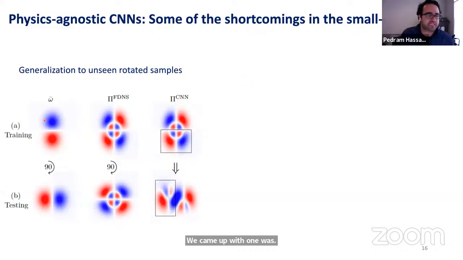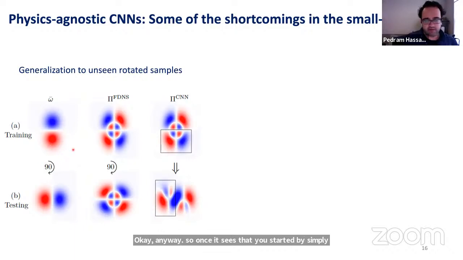So we started by doing a simple experiment, which is we generated a dipole that is shown here. The dipole would just move around, and we can calculate the filtered DNS of this and train a CNN, and the CNN would work pretty well. But let's say that we look at a sample that is rotated by 90 degrees. Now, probably you and I look at this and say that the pi term should also be rotated by 90 degrees. We know some of the properties of the subgrid scale term. On the other hand, if you put this into the physics-agnostic CNN, it would produce this.